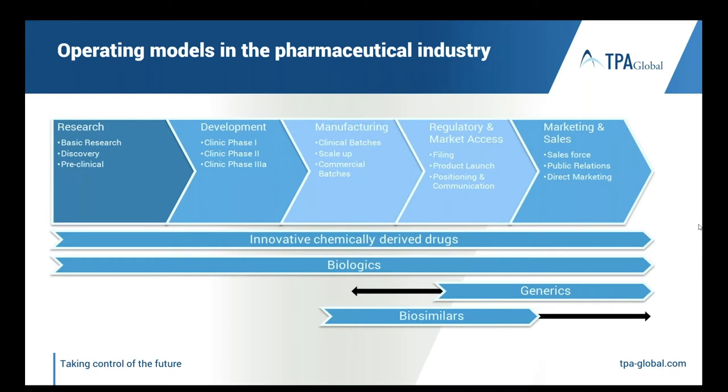So Maria described, and we all see this chart of research, development, manufacturing, regulatory and market access, and marketing and sales. I would like to say a few words about R&D. As we all know, R&D in all companies is a certain risk. R&D expenses could be characterized as a risk because you're investing a lot of expenses in R&D. You never actually know 100% if you'll succeed or not.